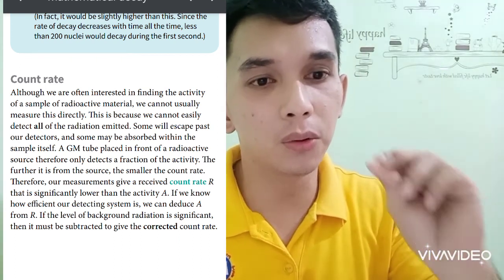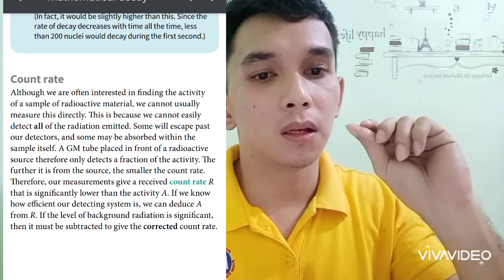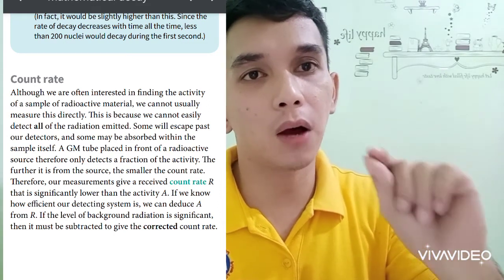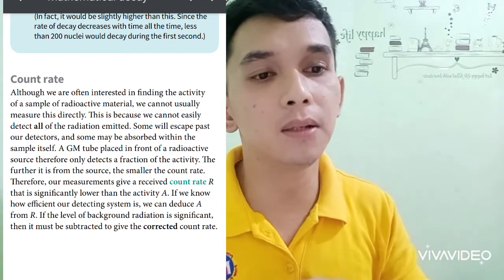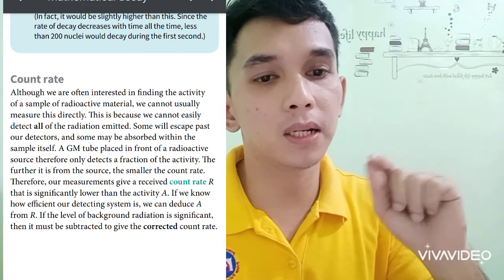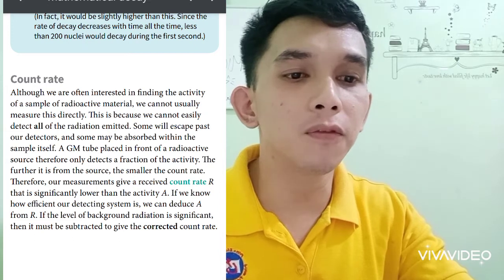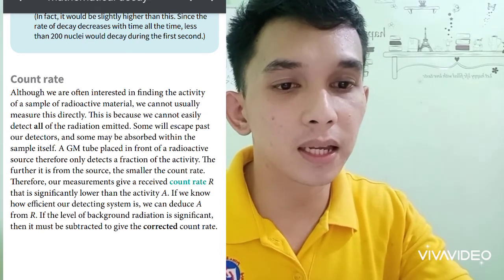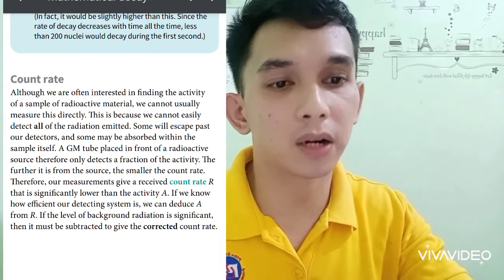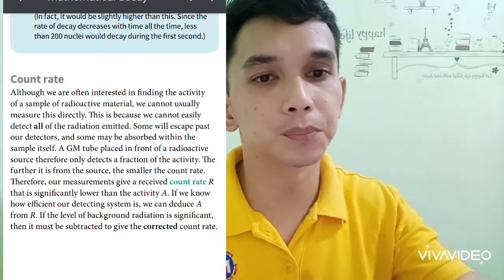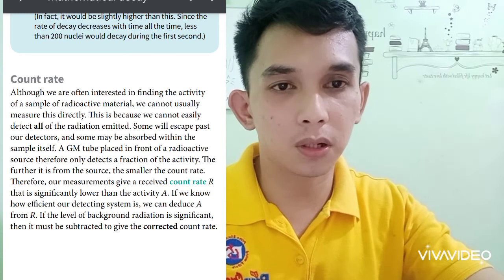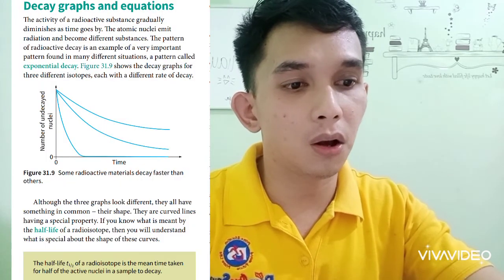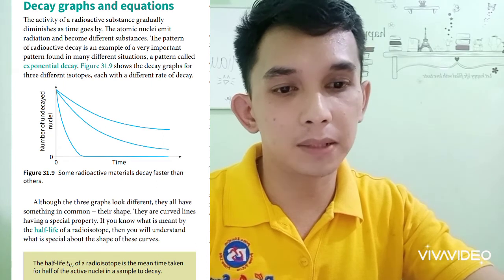Now, if we know how efficient our detecting system is, we can deduce A from R. So if we know the efficiency of our Geiger counter, then we can determine the activity from the count rate. If the level of background radiation is significant, then it must be subtracted to give the correct count rate. Okay, let's continue. That is for the count rate of a radioactive element.